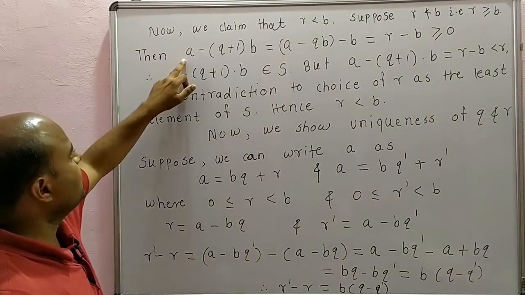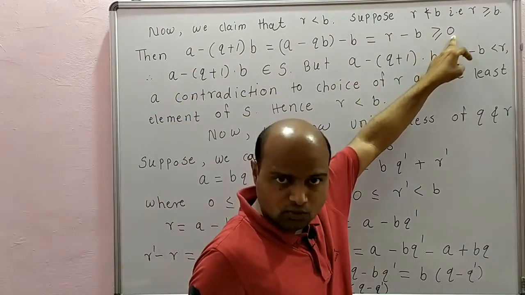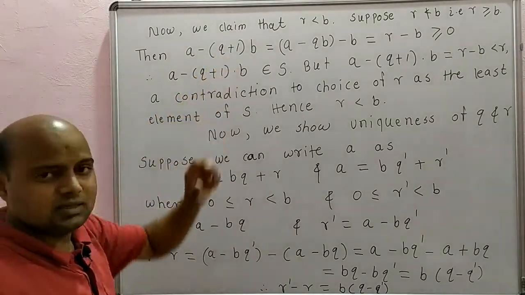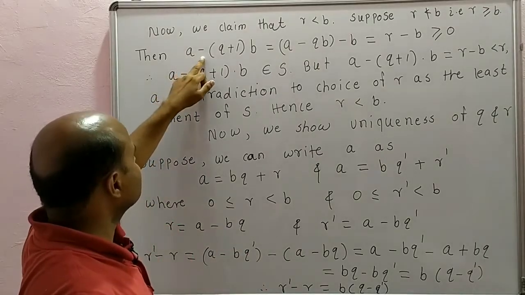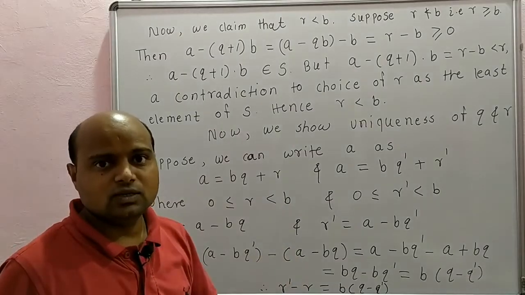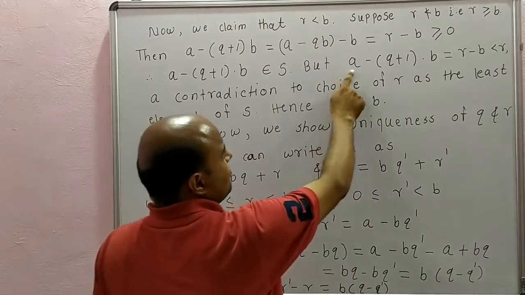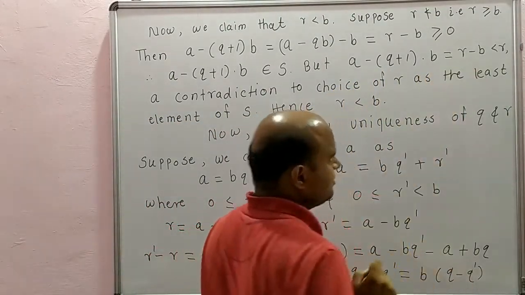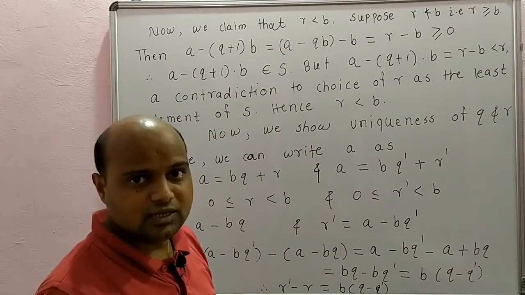Now, A − (Q+1)B is greater than or equal to 0, and Q+1 is an integer. Therefore, A − (Q+1)B is an element of S. It belongs to S. But A − (Q+1)B is equal to R − B, and R − B is strictly less than R.